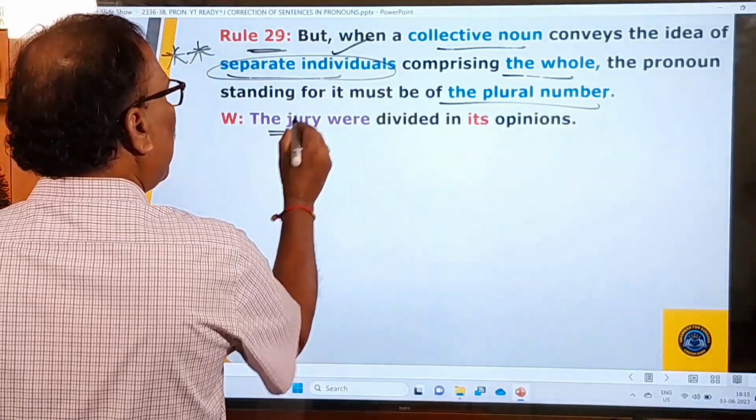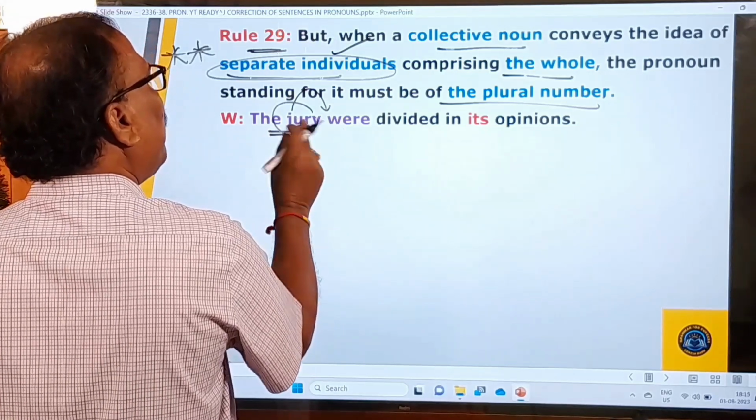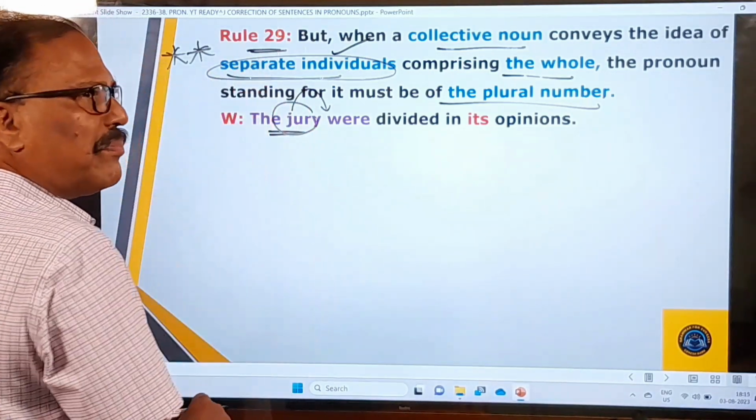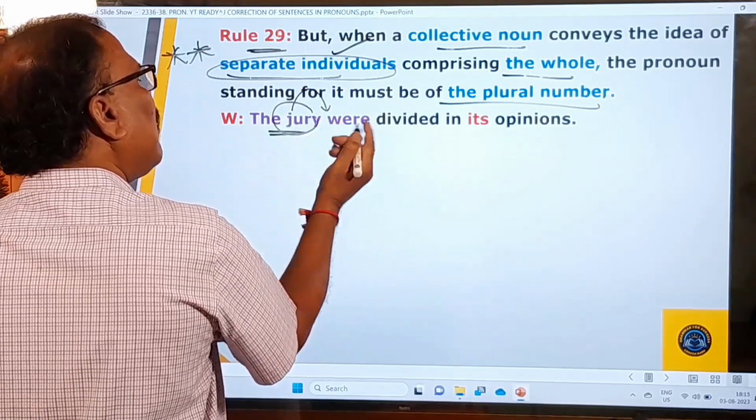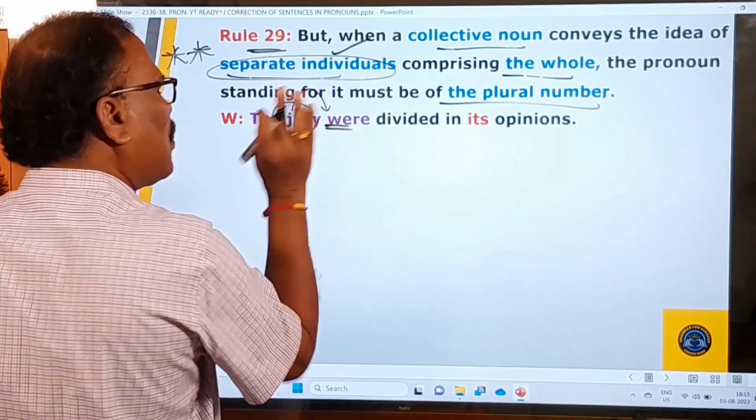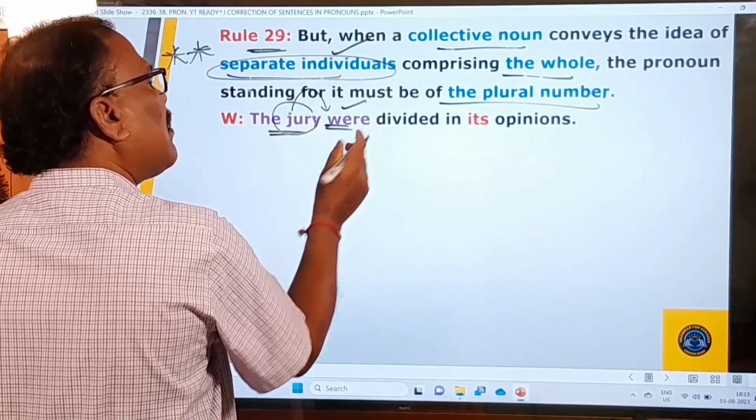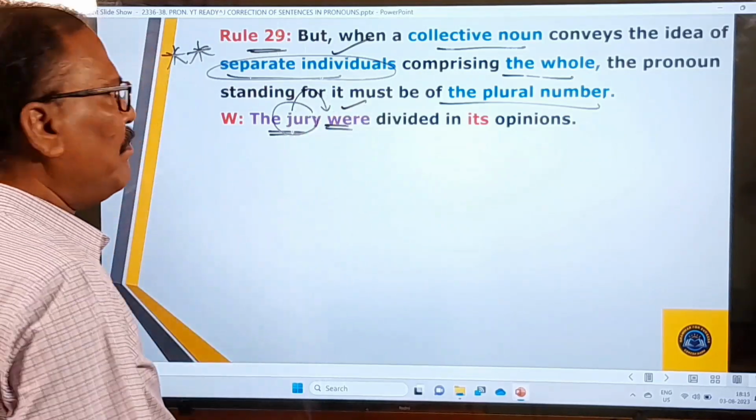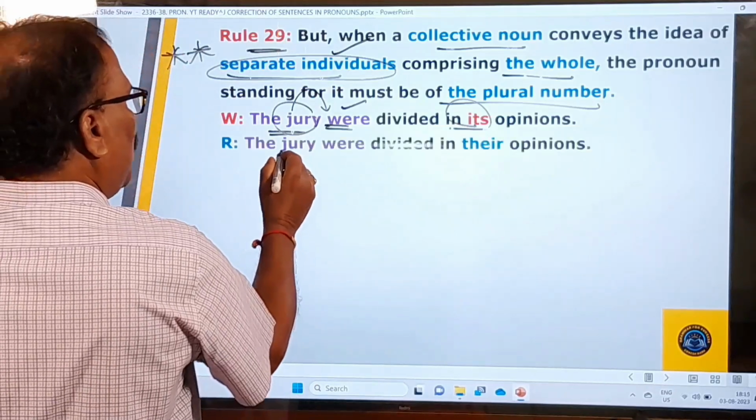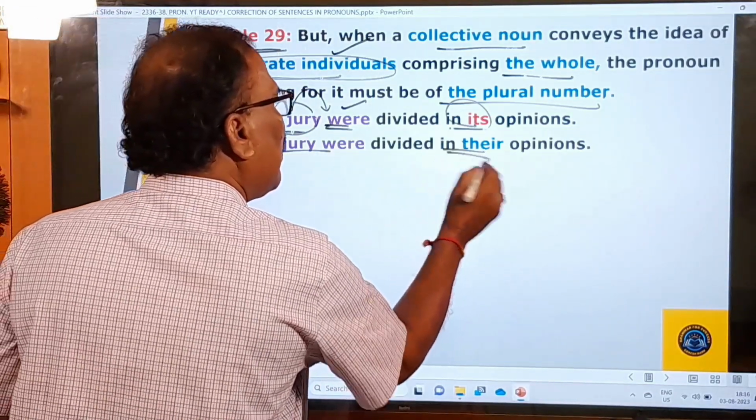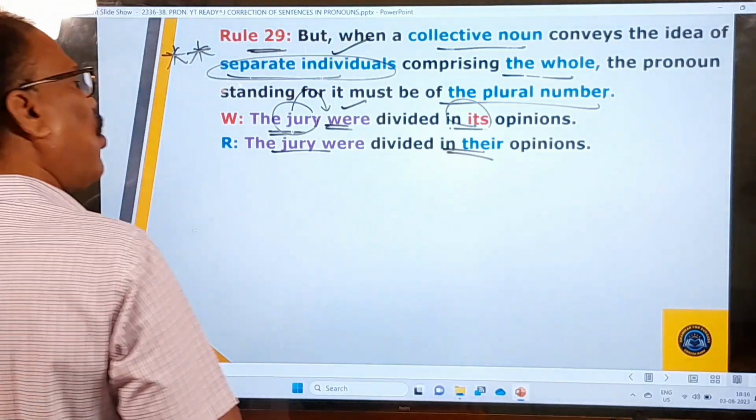So, the jury were. Here you are considering this collective noun as a plural one, because you are referring to the members of this jury. If you refer to only the group, then you should have said, the jury was. But you are referring to the members in that group, that's why the jury were. The jury were divided. But here a singular pronoun is used. Here the jury were. That's why you should use the plural pronoun. Divided in their opinion. Right.